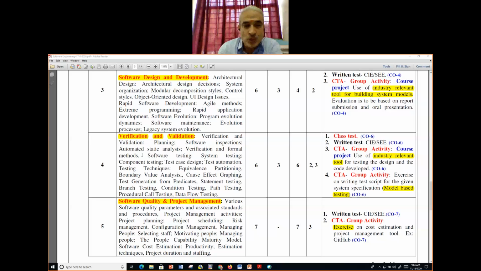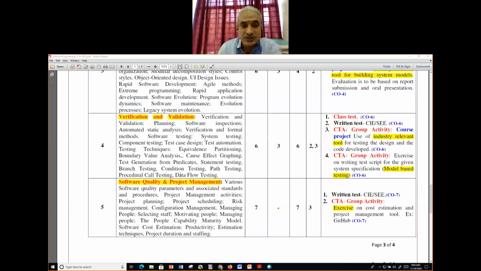So we'll get into unit number 4. Part of this we will include in IA2, and the remaining part will go into IA3. And IA3 will focus on software quality in project management and part of the software testing, particularly focusing on verification and the validation part. So with this introduction, we will get into the coverage.